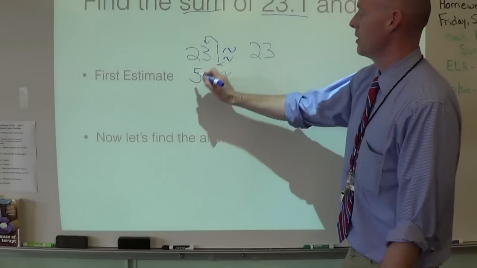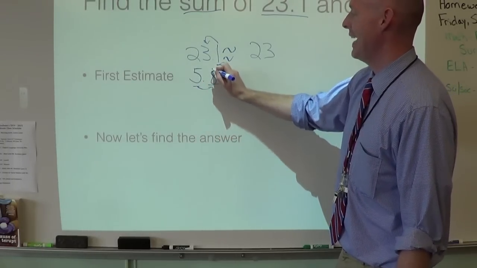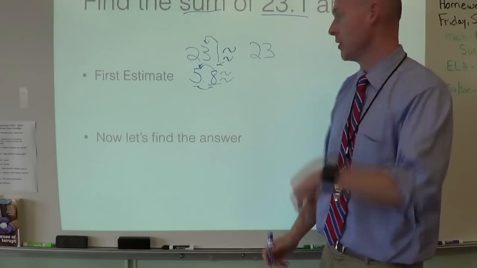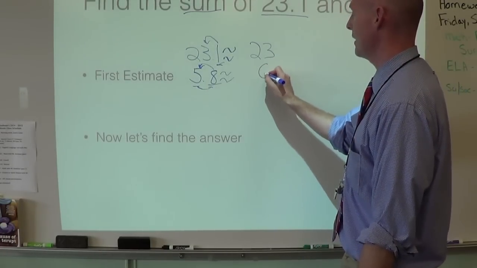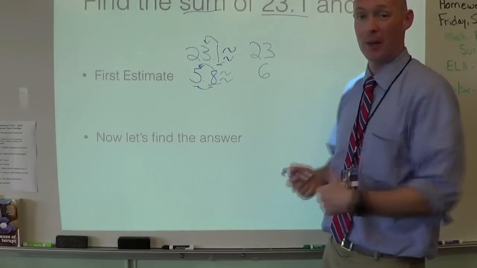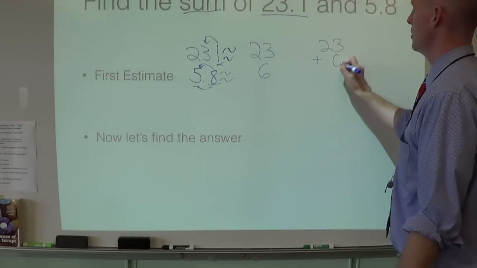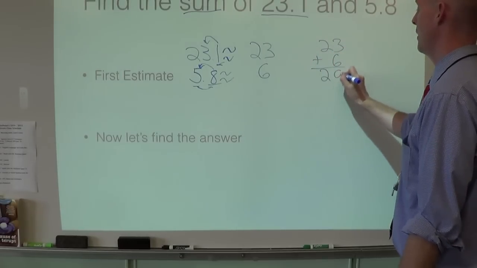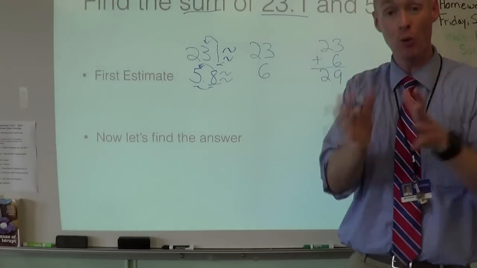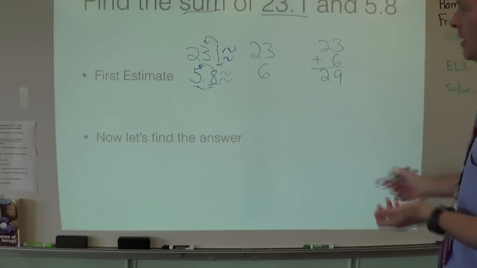5 8/10. Again, whole number there. We're going to look over here. Boom, it's an 8. Because it's 5 or above, we're going to round it up. So it's going to be 6. So in reality, we're going to add numbers that are close to 23 and close to 6. So 23 plus 6 is 29. Good. So what that tells us is if our answer is close to 29, we're on the right track. So let's see what it really is.